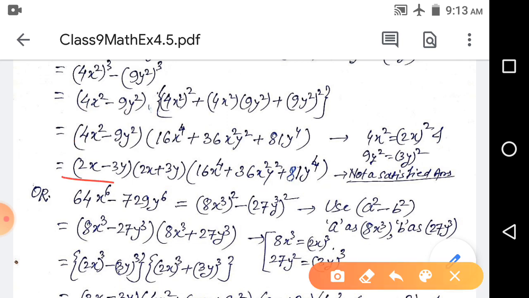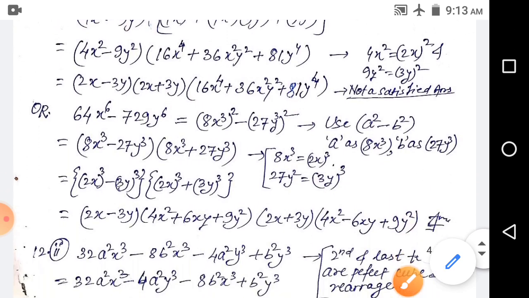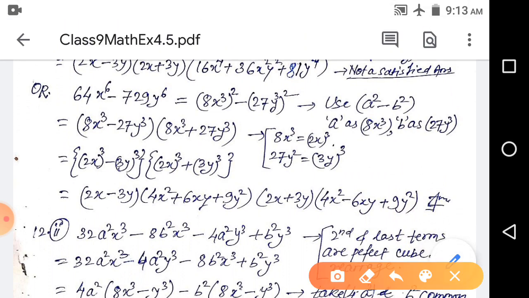This is the correct answer, but here the powers are greater, like x to the power 4, 81y to the power 4. So we are not satisfied with the answer. So we'll try to solve it in a different way. That's why I have solved it in this way. 64y square and 729y square is first factorized with the formula a square minus b square, because those two terms are also perfect squares. That means this is a difference of two squares also.